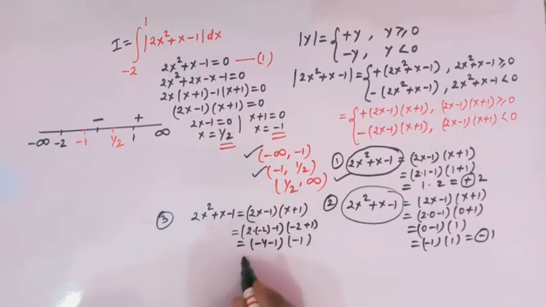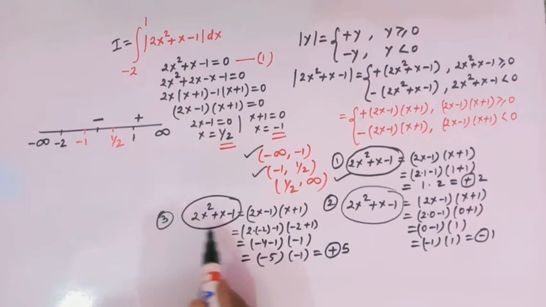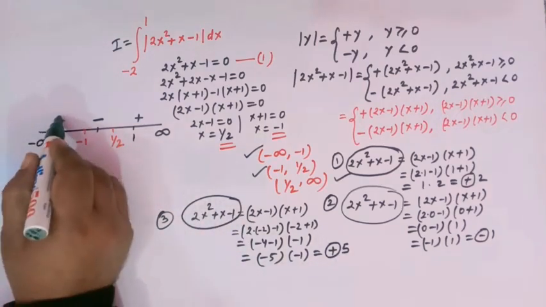Here we have -1, and this is -5 times -1, and this is minus multiplied by negative. Two negative signs multiplied give us the positive sign, right? So here we have plus, right? So the sign of this quadratic expression is positive here, right?